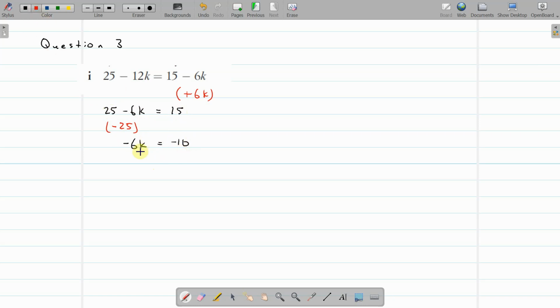And then minus 6k, we've got to simplify and divide again. Divide by minus 6. That leaves you with just k. And then minus 10 divided by minus 6. A minus divided by minus is a plus. 10 over 6, which can simplify to 5 over 3, or 1 2/3. That's it.